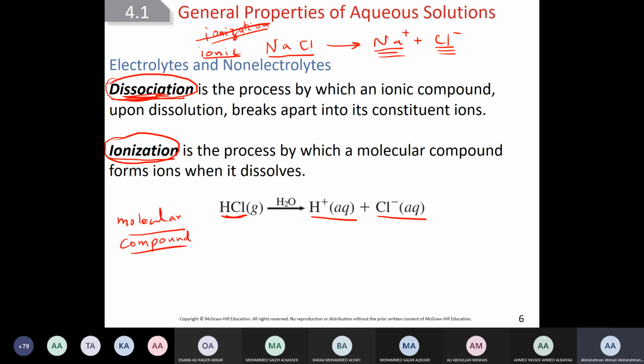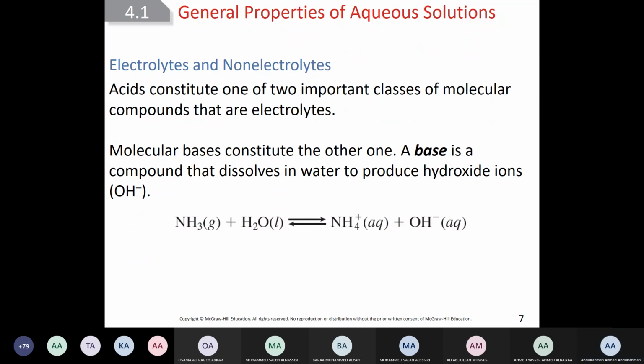Is this clear? Now, HCl, does it conduct electrolyte or non-electrolyte? Electrolyte. Why? Because it forms ions. So yes, it is electrolyte. Good.